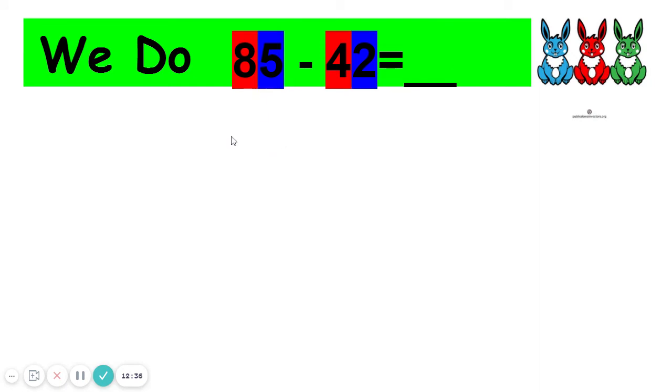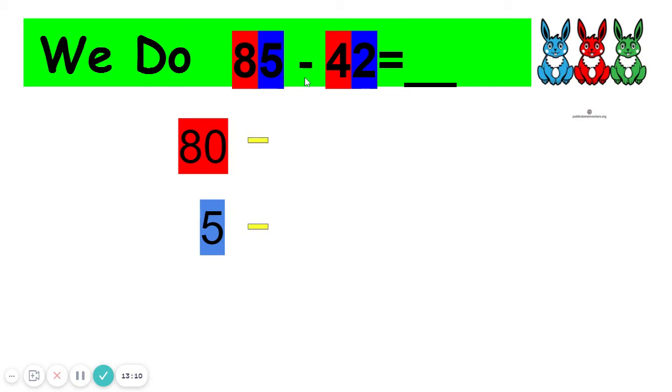So the first step is to expand my numbers. I'm going to start with the minuend, 85. What would it expand to be? Yes, if you said 80 and 5, you are so right. Because the 8 is in the tens place, so we count it by 10, that's 80. And the 5's in the ones.